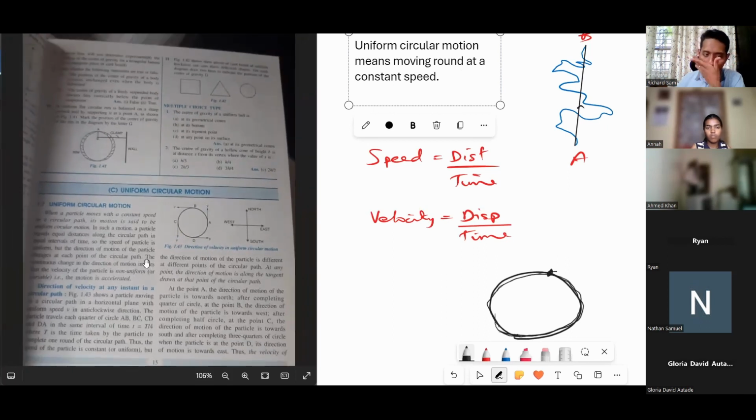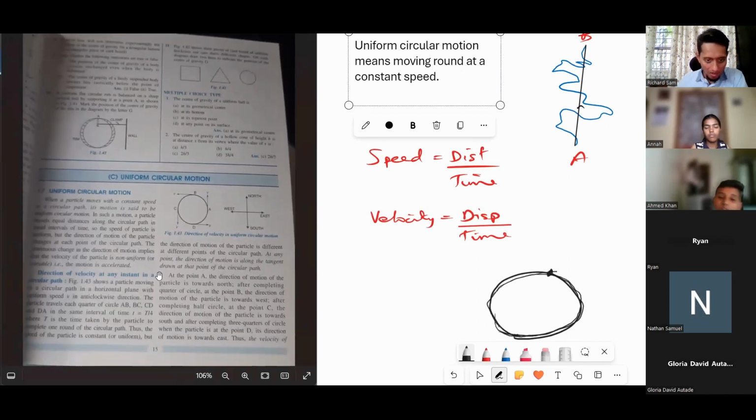Is everyone clear on that? Because they are directly proportional. Yeah, they're directly proportional.